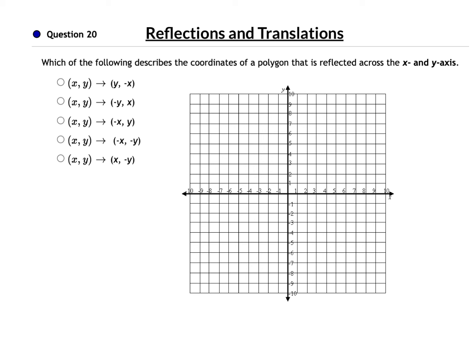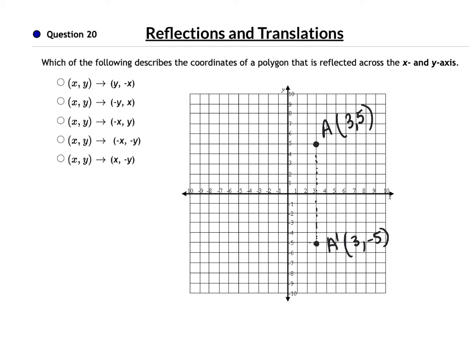Question 20. Which one of these transformations describes the coordinates of a polygon that is reflected over the x and y axis? Let's choose any random point. I chose the point 3, 5. I'm going to reflect it over the x-axis along a perpendicular. Notice it's 5 away. It'll end up at 5 on the other side. So this is A prime, not quite the final A though, because we're going to reflect it over the y-axis now. Notice right now it's 3, -5.